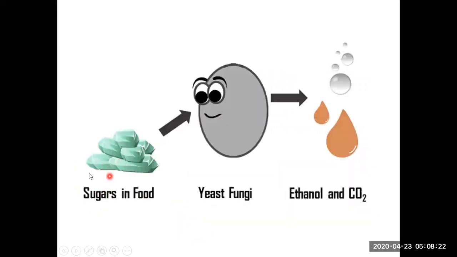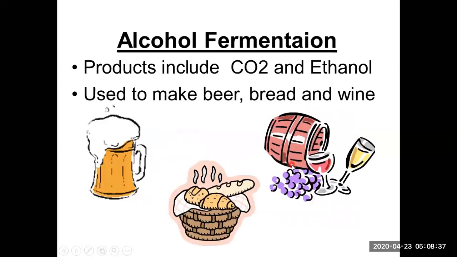You can see here, these are some sugars in our food. The yeast molecule is breaking down this sugar, digesting it and producing carbon dioxide, which is released in the form of gas, and ethanol molecules, which are a liquid. So alcoholic fermentation produces carbon dioxide and ethanol.